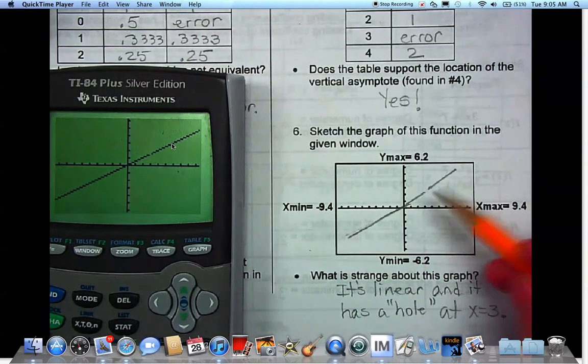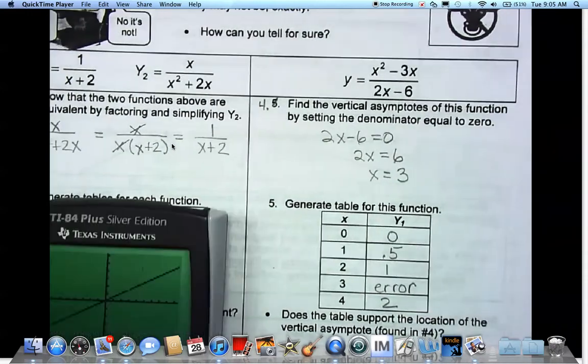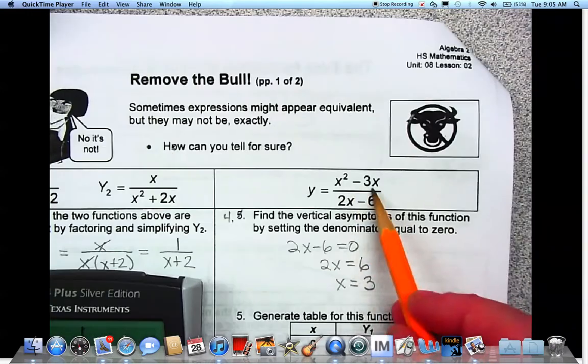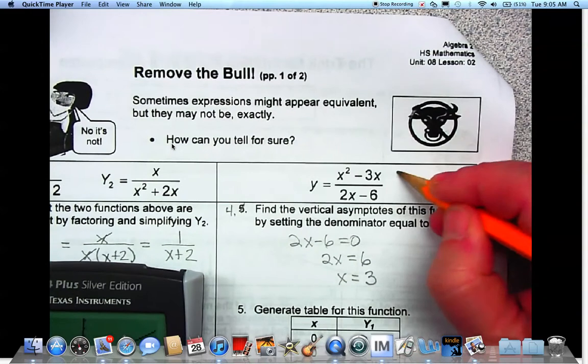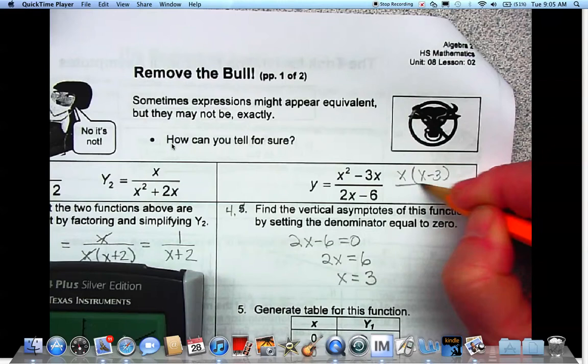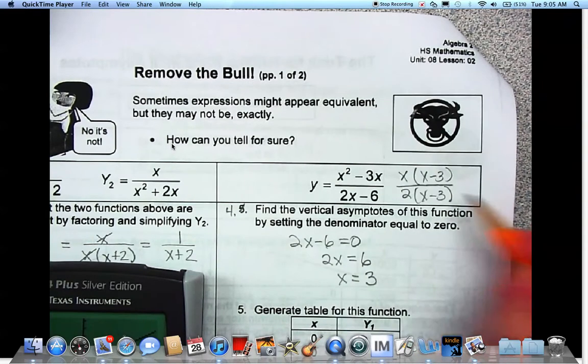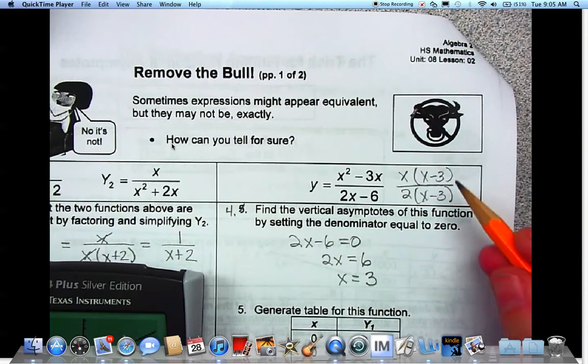There's something there. Okay. So let's go back up here to this equation. Can we factor this? Yeah. Can you factor the numerator? That would be x times x minus 3. And then on the bottom, 2 times x minus 3. And those two cancel. Yeah, the x minus 3's cancel, don't they? And that's where the hole was.